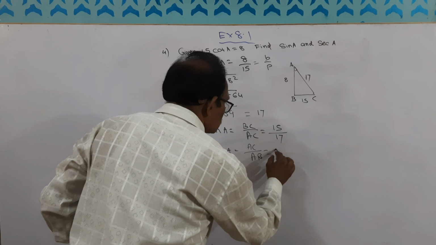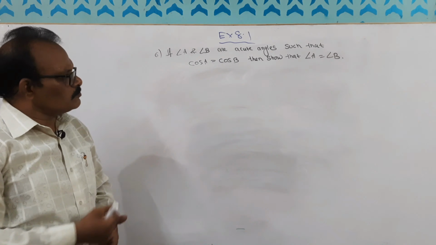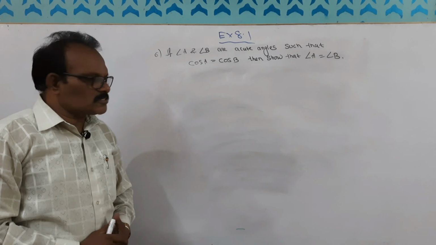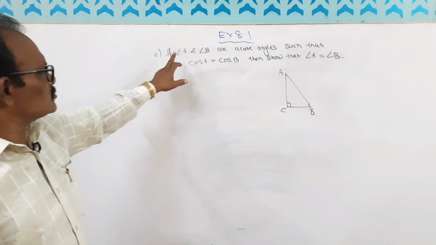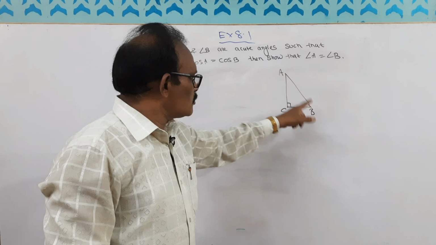Now what we will do? We'll do one more sum. Question number 5, okay, 5 we can do, so we'll go to 6. Here, angle A and angle B are acute angles. First of all, trigonometry means we are dealing with only one type of triangle, that is the right angle triangle, in which one angle is 90 degrees. But here A and B are acute angles. So obviously this is A, this is B, and C is left.